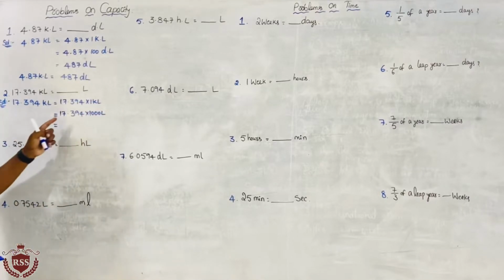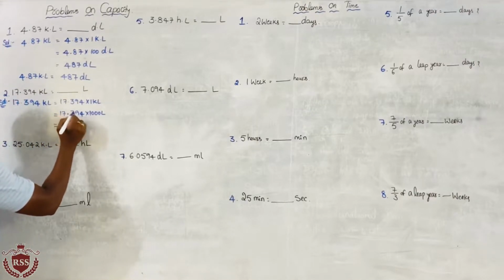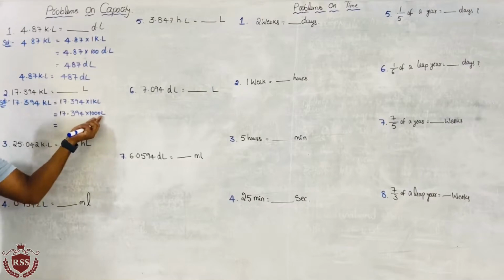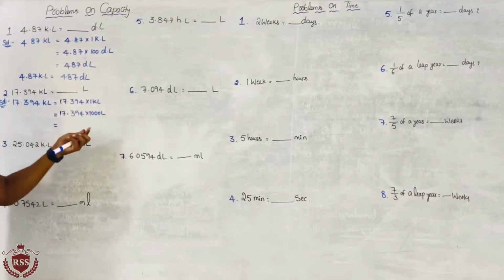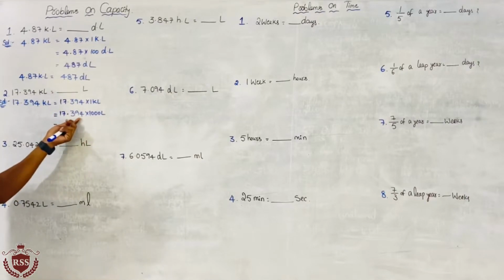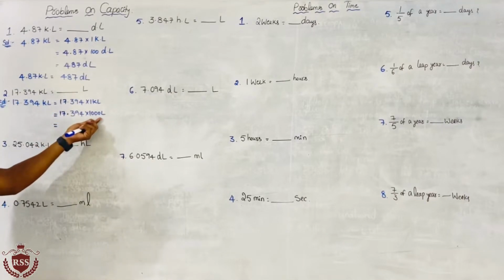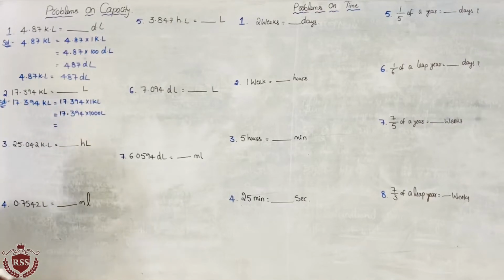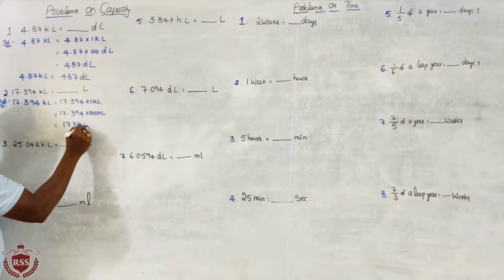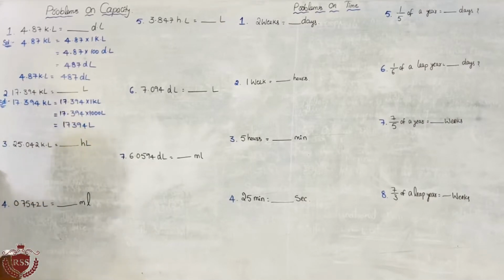Now see that we have the decimal point here, and we have the zeros. If we are multiplying with 1000 or 100 or 10, the decimal point will be moved forward. Here we have an equal number of decimal places and zeros, so we can remove the decimal point. So it will be 17,394 liters. That is the value of that conversion.